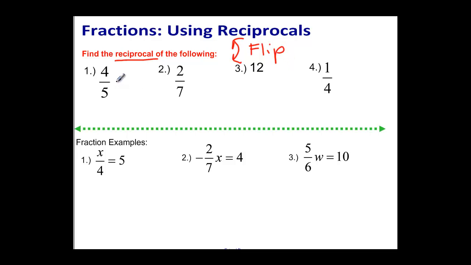So let's take a look here. So let's multiply this by the flip. So I'm going to take the 5, put it on top, and then put the 4 on the bottom. And what that does is, notice the 5's cancel and the 4's cancel, so we basically eliminate the fraction.